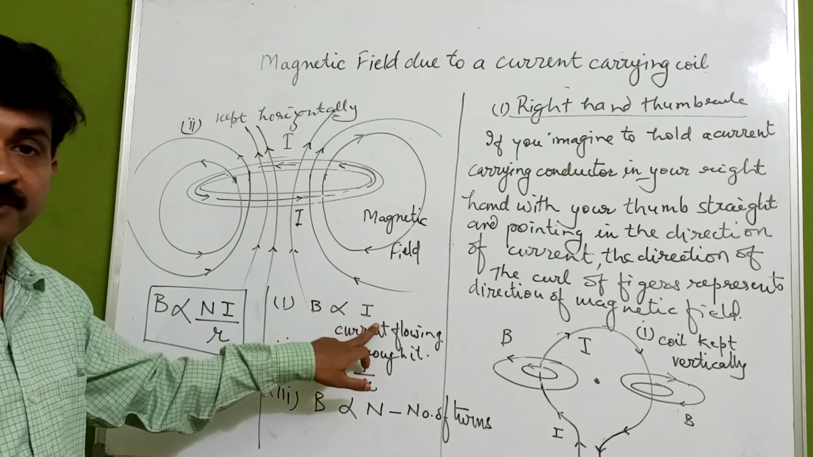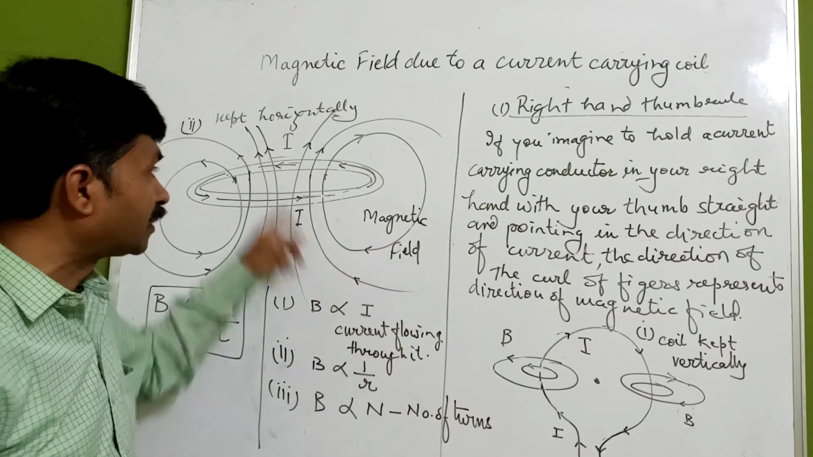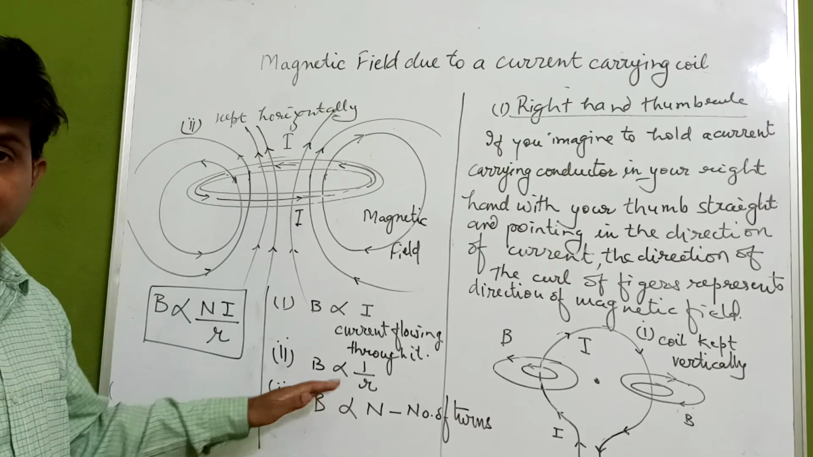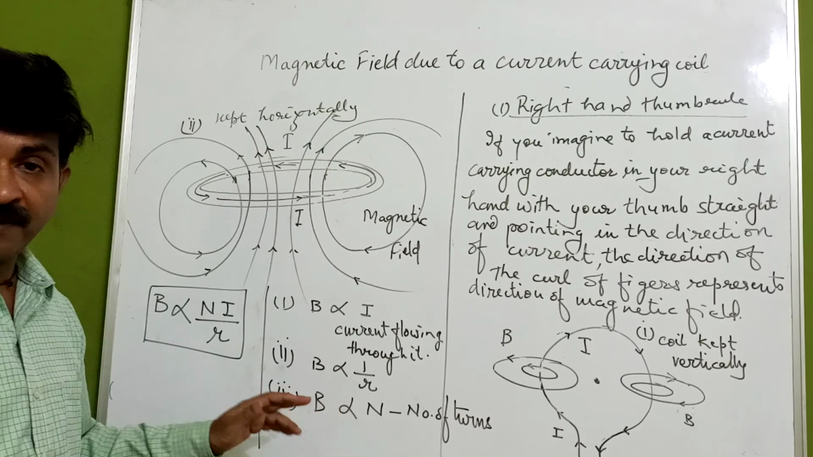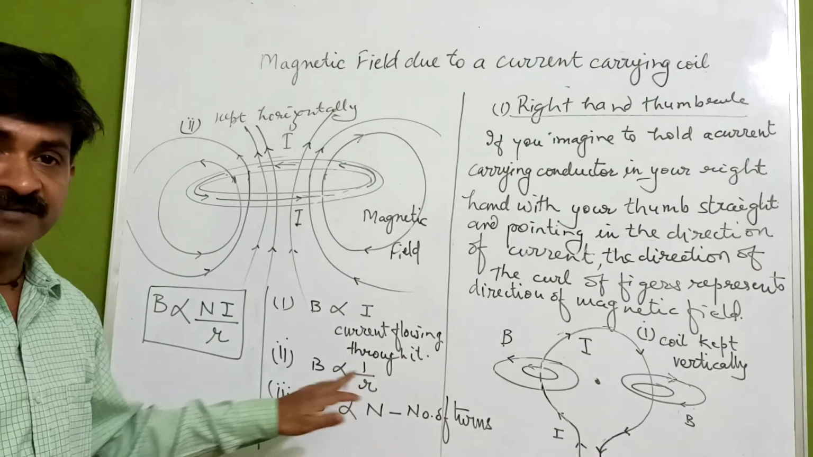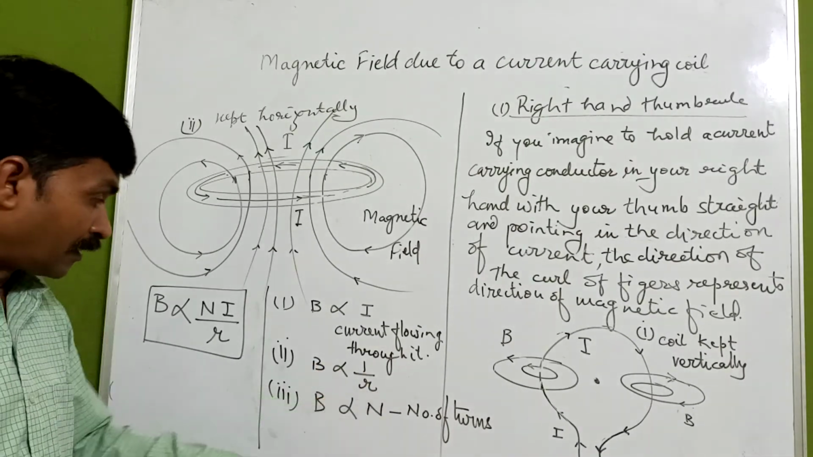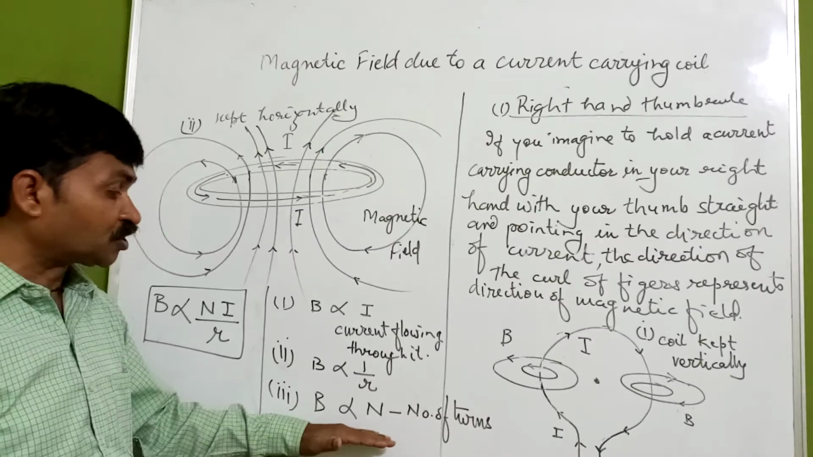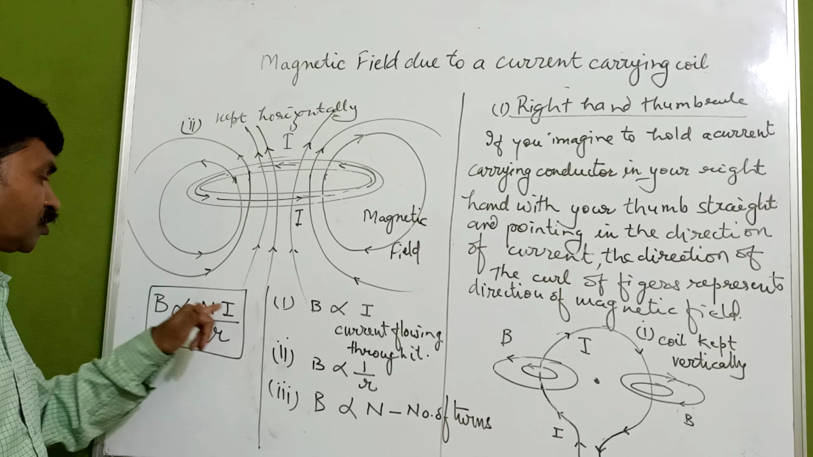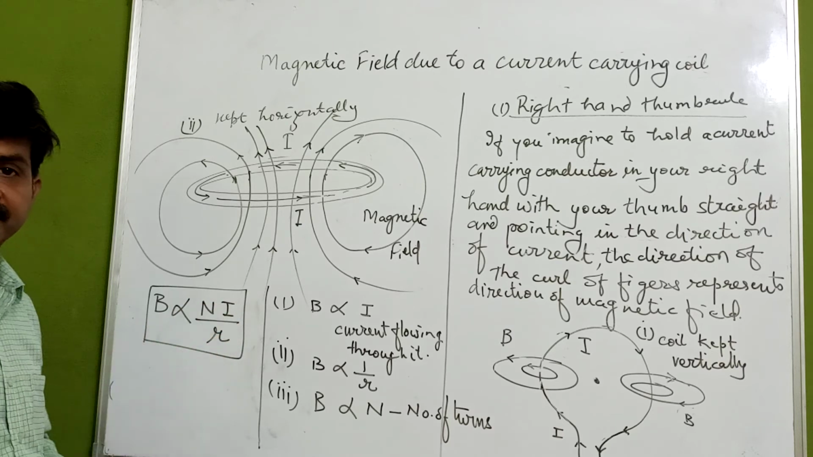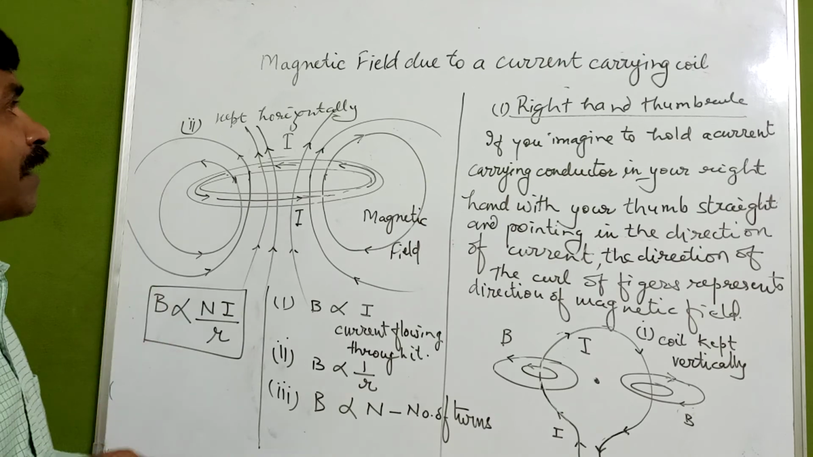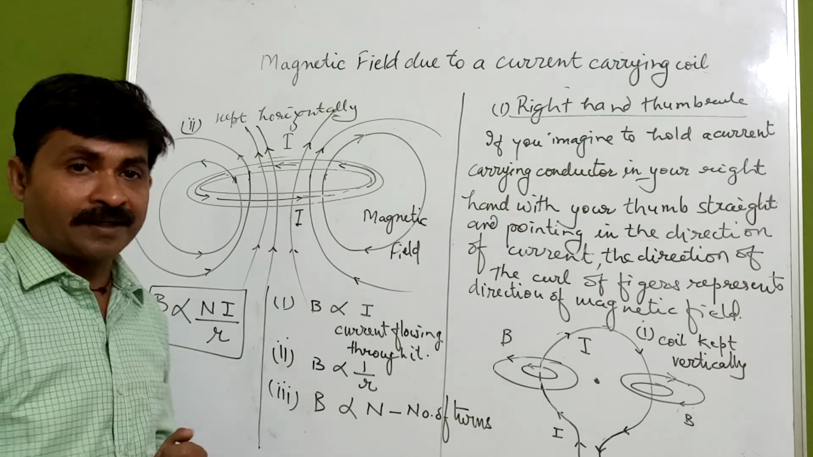B is directly proportional to I, the current flowing through the coil. B is directly proportional to 1 upon R, or we can say B is inversely proportional to R. B is directly proportional to N, the number of turns. So B is directly proportional to N I upon R. So we have got the magnetic field due to a current carrying coil.